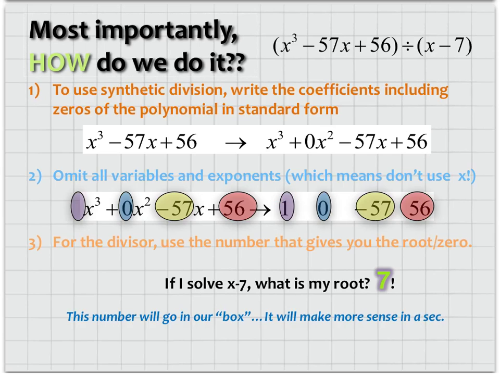Now the next thing is to figure out what your a is. So you look at your divisor and you try to figure out what is the root. So if I have x minus 7 and I set that equal to 0 and I solve, x equals 7. So a would be 7 for this particular problem. This is the number that will go in our box, and I will explain that in just a second.